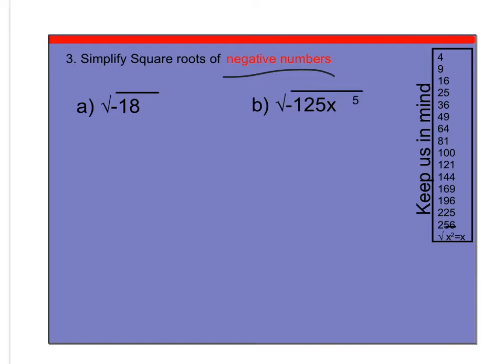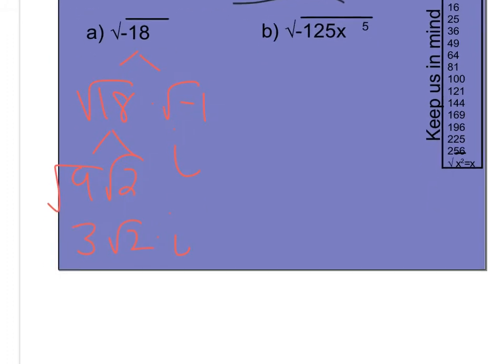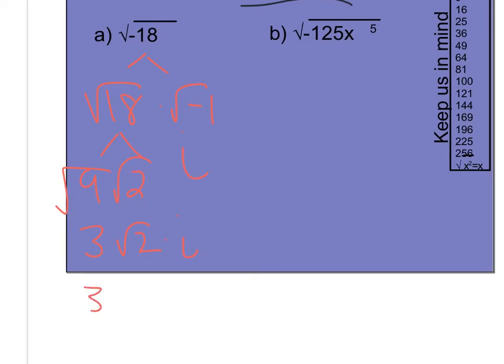So if I take this, here's kind of all I'm doing. It's a real easy step. It's not too complicated. My first step is just going to be this. All I'm going to do is say, I'm going to split this into square root of 18 times square root of 1. That's all I'm doing. So square root of 1 we call i. Square root of 18 I keep splitting into 9 and 2. So that's going to be 3 square root of 2 times i. Simplified, it's going to be 3i square root of 2. There's my answer.